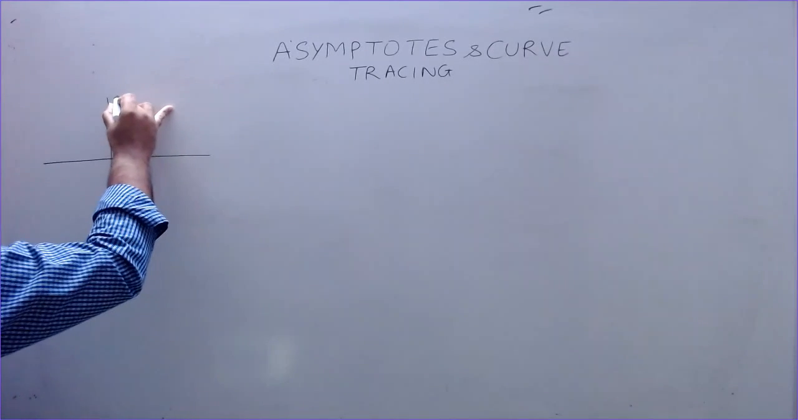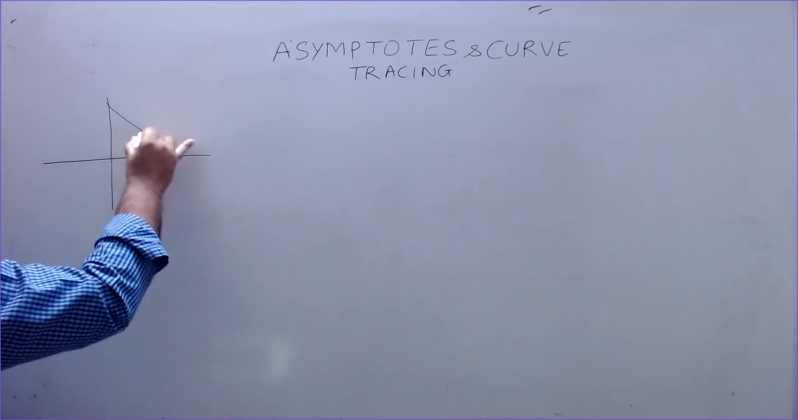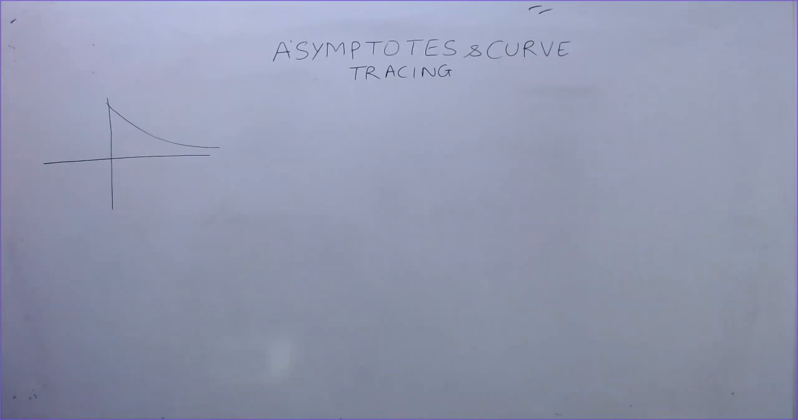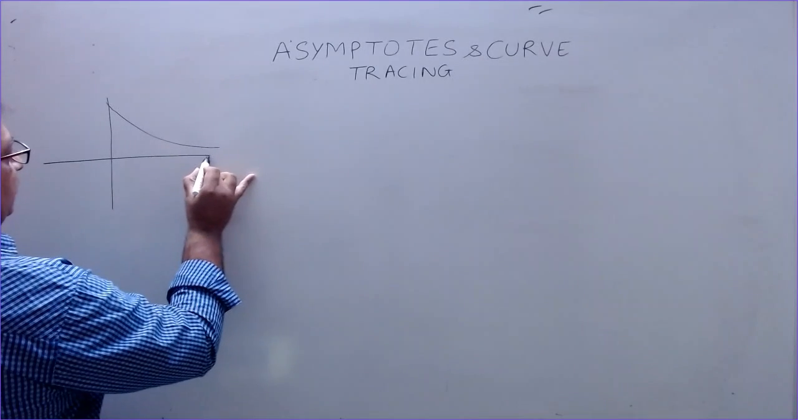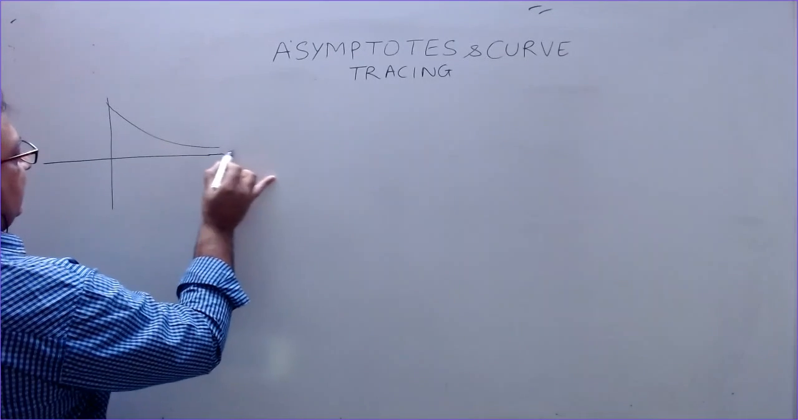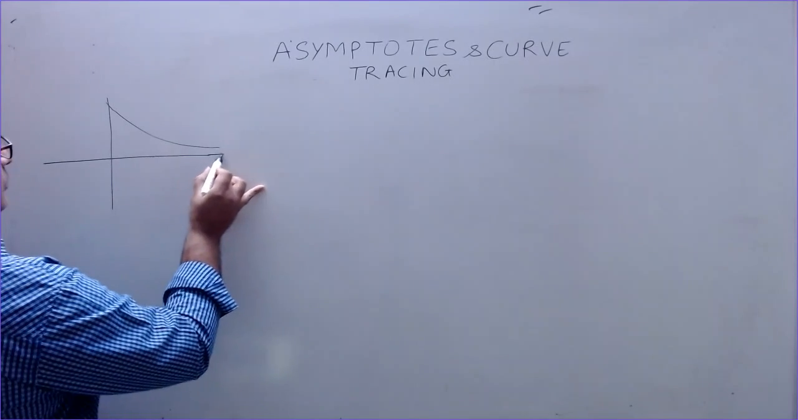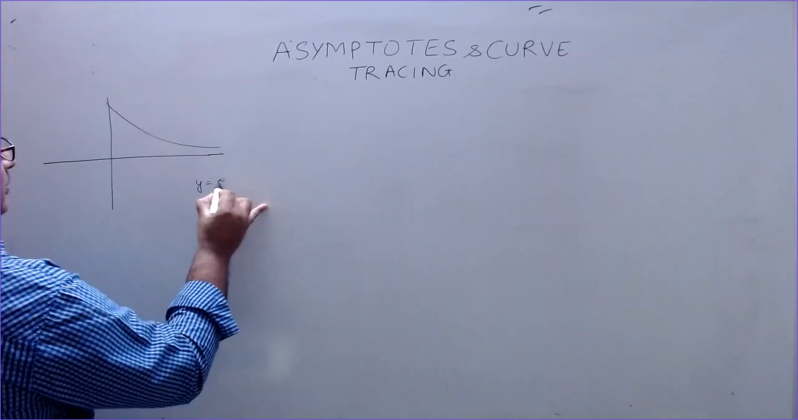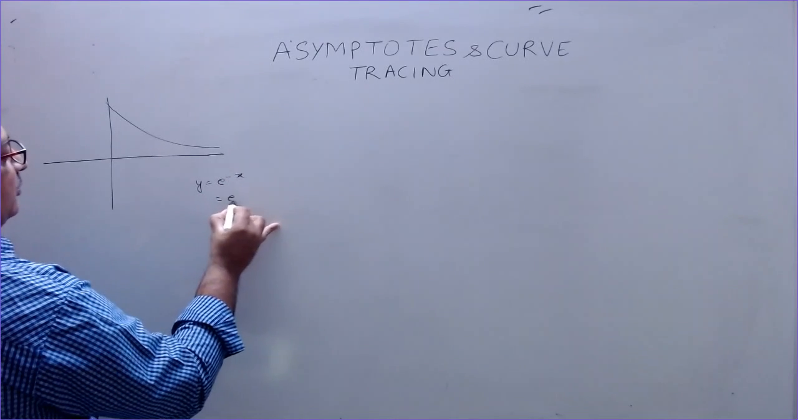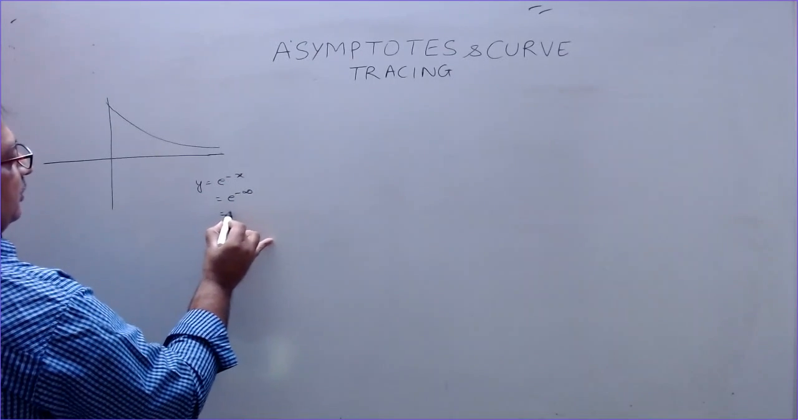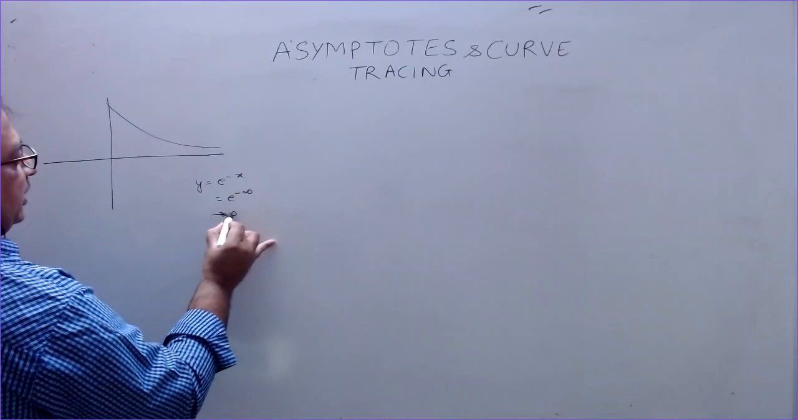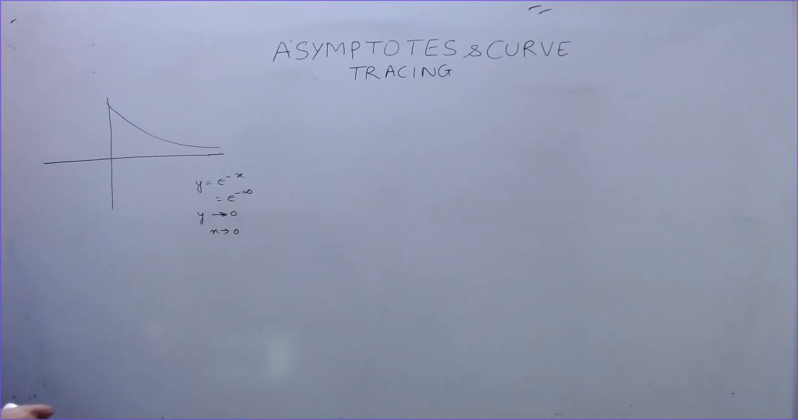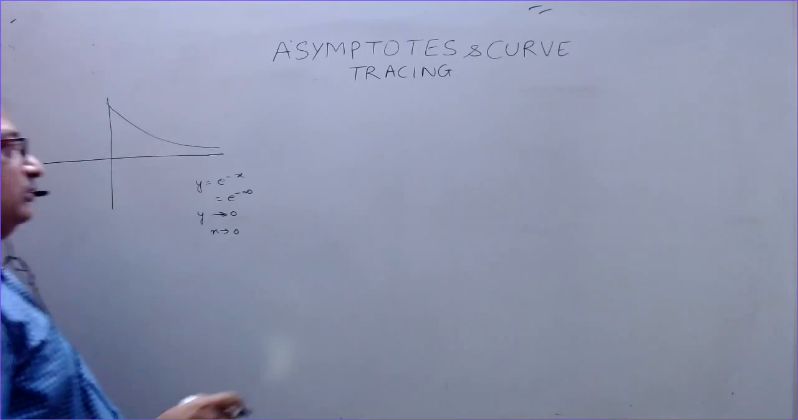Suppose the curve has a shape like this. You are all familiar with this curve. This is the negative of the exponential, so it is going to meet the x-axis at infinity. As you know, as x tends towards infinity, y equal to e to the power minus x, so e to the power minus infinity tends towards 0. As x tends towards infinity, y tends towards 0. So this is called the asymptote.